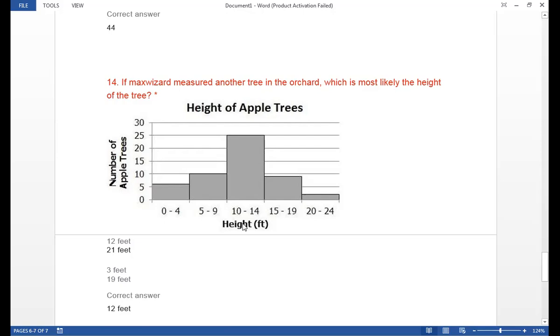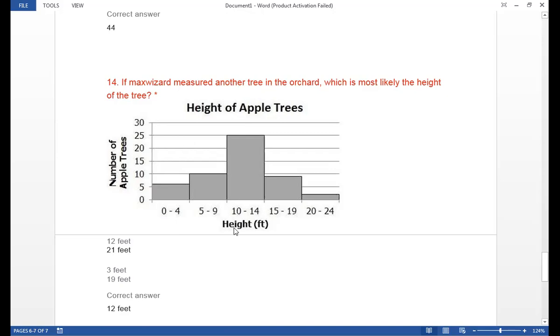In that case, we say there is a high chance that someone will get a tree that ranges between 10 to 14. So if Max wishes to measure any tree, the tree is likely to range between 10 to 14 because that happens to be the most frequent tree we have. Looking at the options here, I have 12, 21, 3, and 19. Remember, the class we have here is 10 to 14. So 12 would be the correct answer because 12 is between 10 and 14.